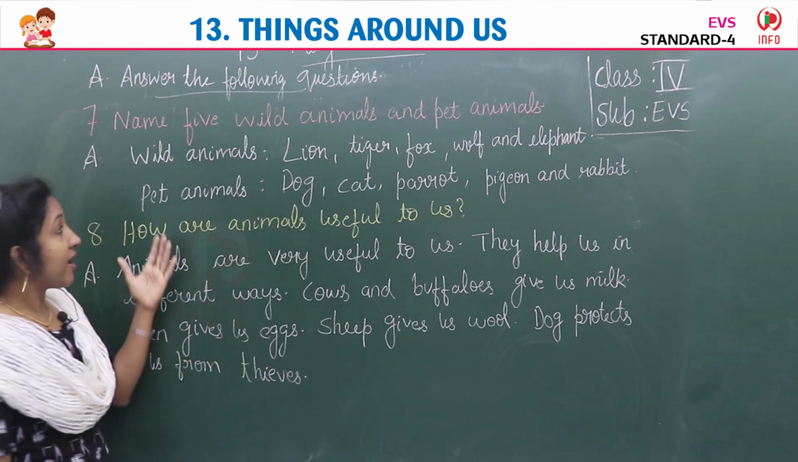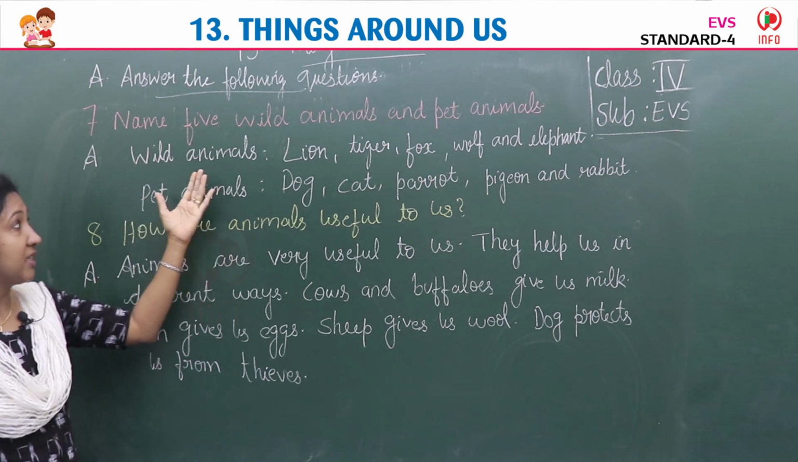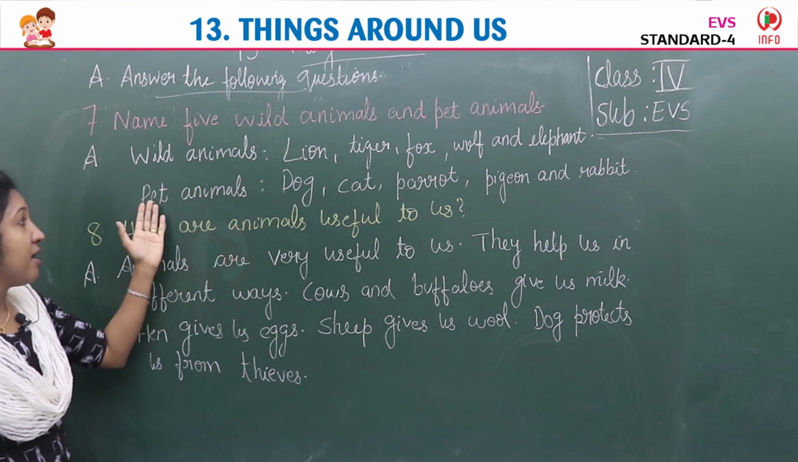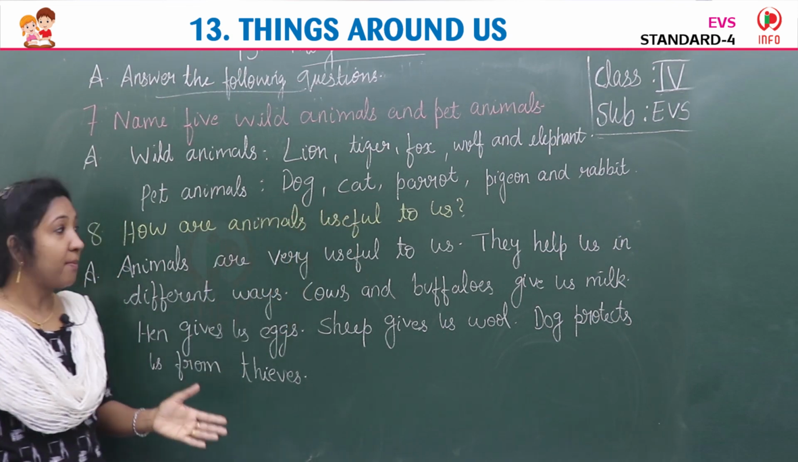Okay. So, name 5 wild animals and pet animals. Wild animals: lion, tiger, fox, wolf, and elephant. Pet animals: dog, cat, parrot, pigeon, and rabbit.